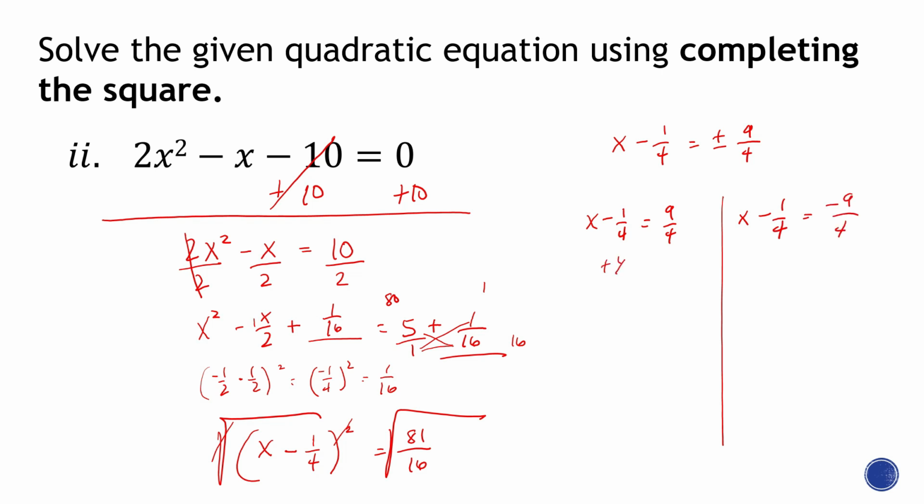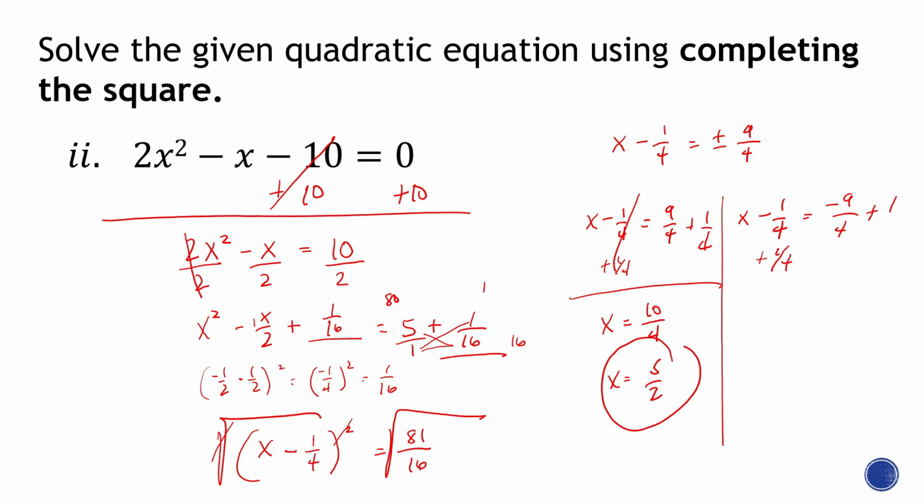Okay, so plus 1/4, plus 1/4. X equals 10 over 4, which is equivalent to 5 over 2. This one, we add 1/4 here, and 1/4. They have the same denominator, that's good. So negative 8 over 4, which is equal to negative 2. So that's how you solve quadratic equations using completing the square.